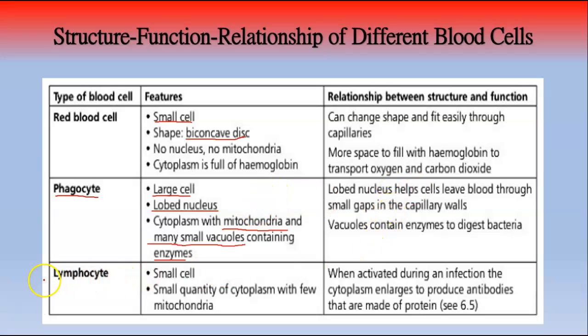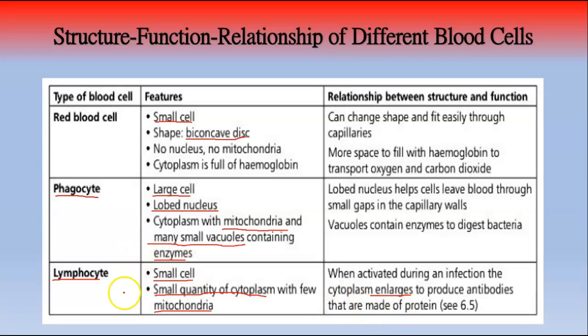Okay, now we also have lymphocytes. They are small cells, and they have a small quantity of cytoplasm with few mitochondria. However, when they are activated during an infection, although the cytoplasm is small, it would get larger. So the cytoplasm enlarges during an infection so that you'll be able to produce more antibodies. Okay, more antibodies. And these antibodies are made of proteins.